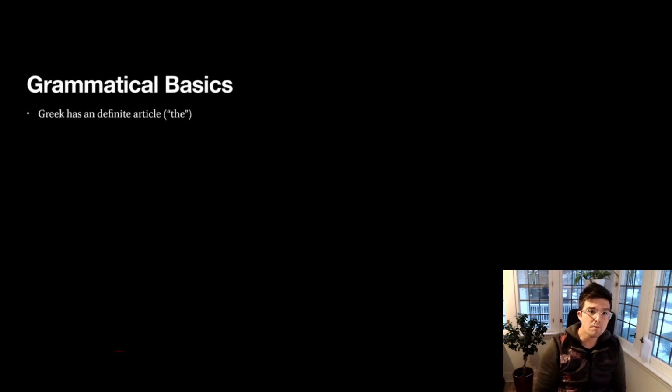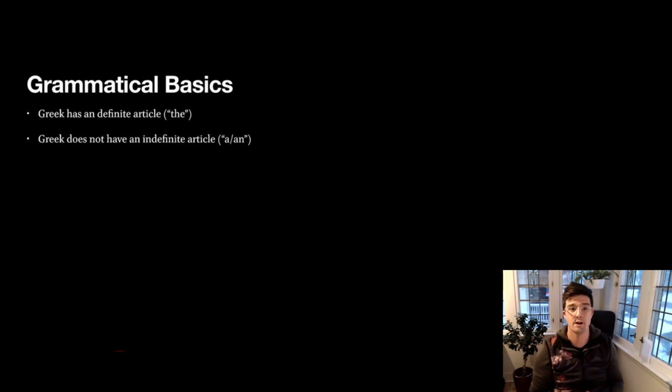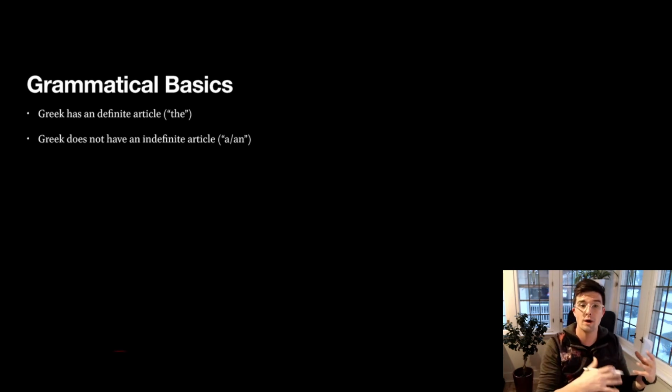In this video, we overview the basics and the forms of the Koine Greek definite article. So as to the grammatical basics of the definite article, Greek has a definite article, meaning "the" in English. English also has a definite article, and English also has an indefinite article, which Greek does not have. So Greek only has a definite article, no indefinite article.